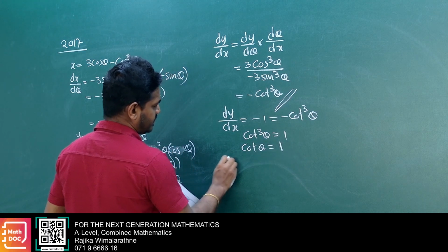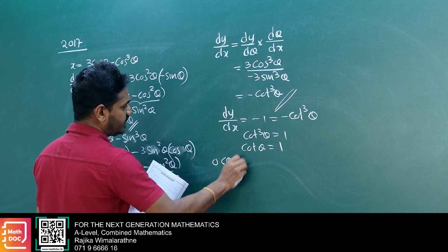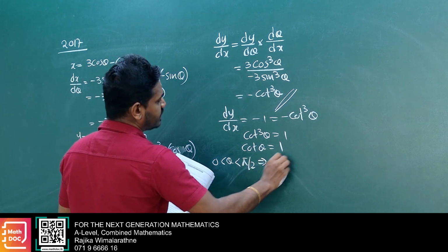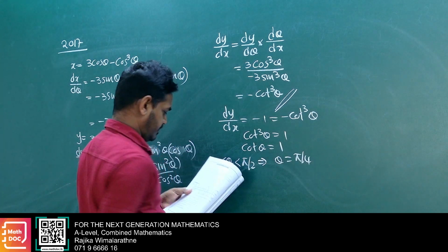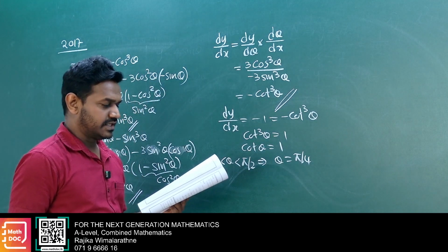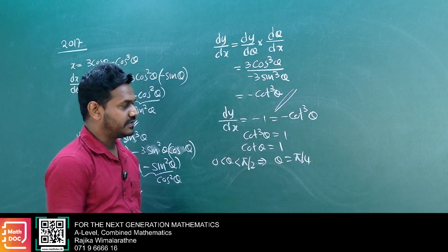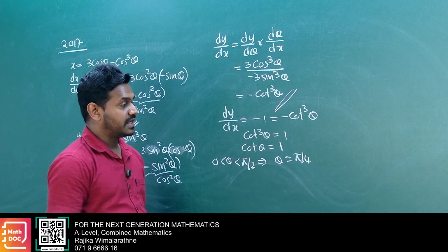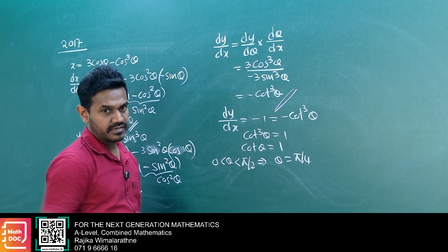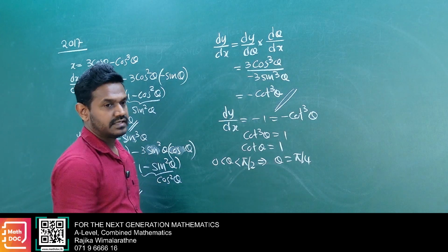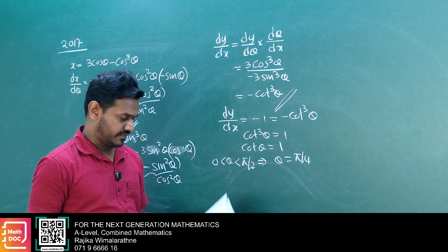cot theta is 1. Now theta is between 0 and pi by 2, no? Then take theta as pi by 4. Theta is given as 0 to pi by 2, therefore the theta value we have is only pi divided by 4. Otherwise, we would have to write the general solution. But the range is given, so no need to worry about that. You can take the principal solution pi divided by 4 directly.